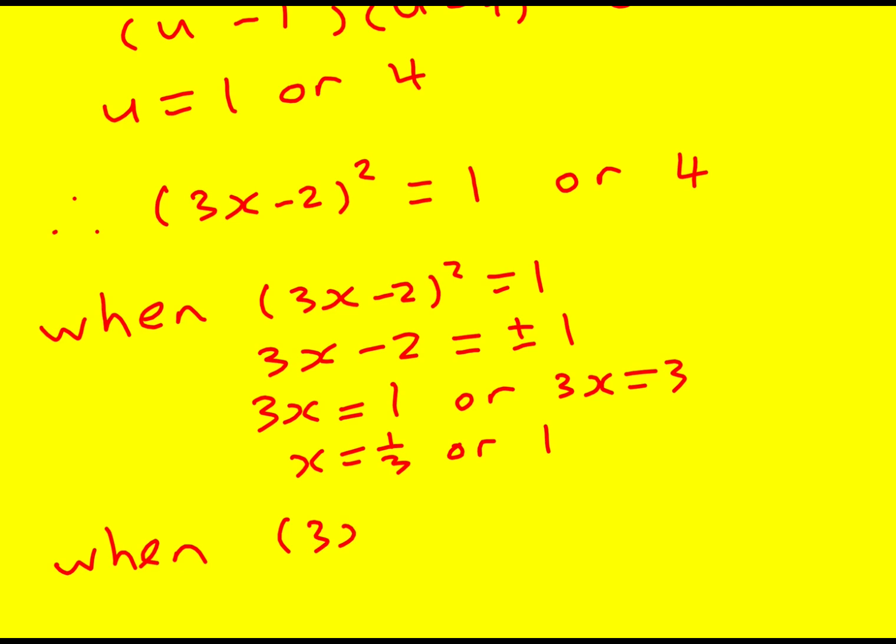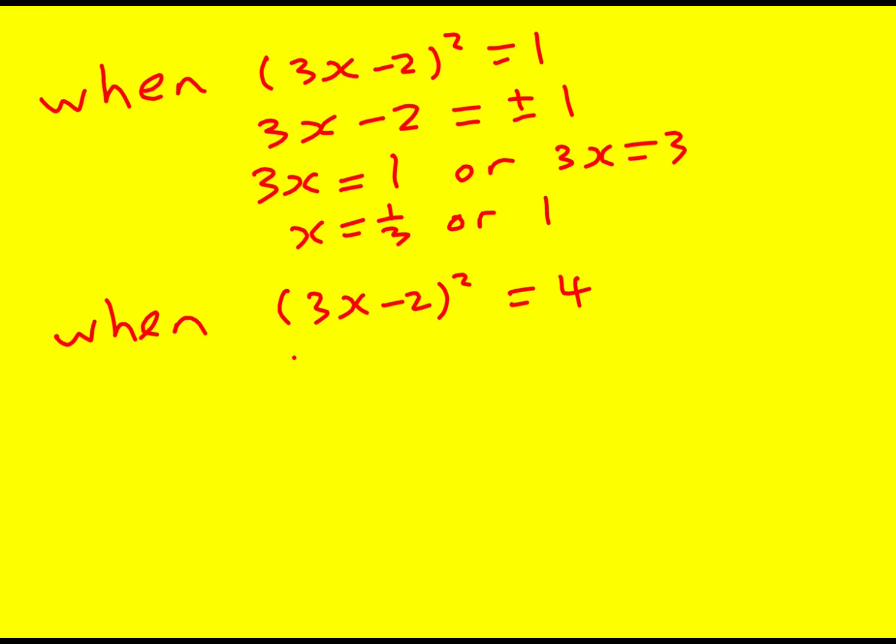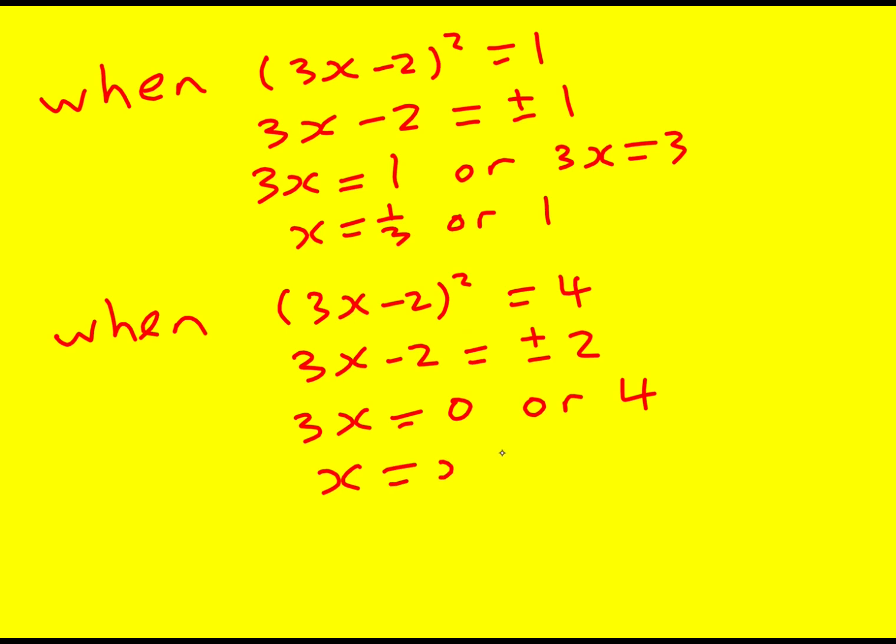And then when (3x - 2)² is equal to 4, same approach again. Take the square root. 3x - 2 is going to be plus or minus 2. So 3x will equal, when it's minus 2, we'll add 2, we'll get 0. When it's plus 2, we'll add 2, we'll get 4. So x will equal 0 or 4/3. Therefore, x is going to equal 0, 1/3, 1, or 4/3.